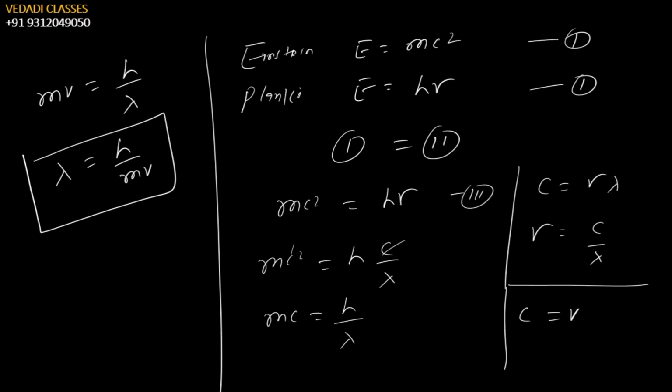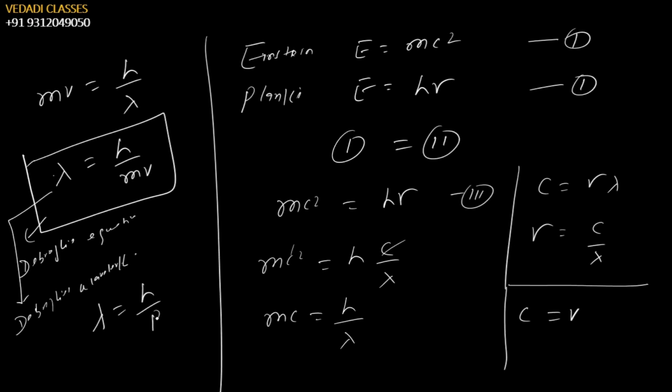This is the equation he got. This is known as de Broglie's equation, and this is known as de Broglie's wavelength. We can also say mass into velocity is momentum, so lambda is equal to h upon p.